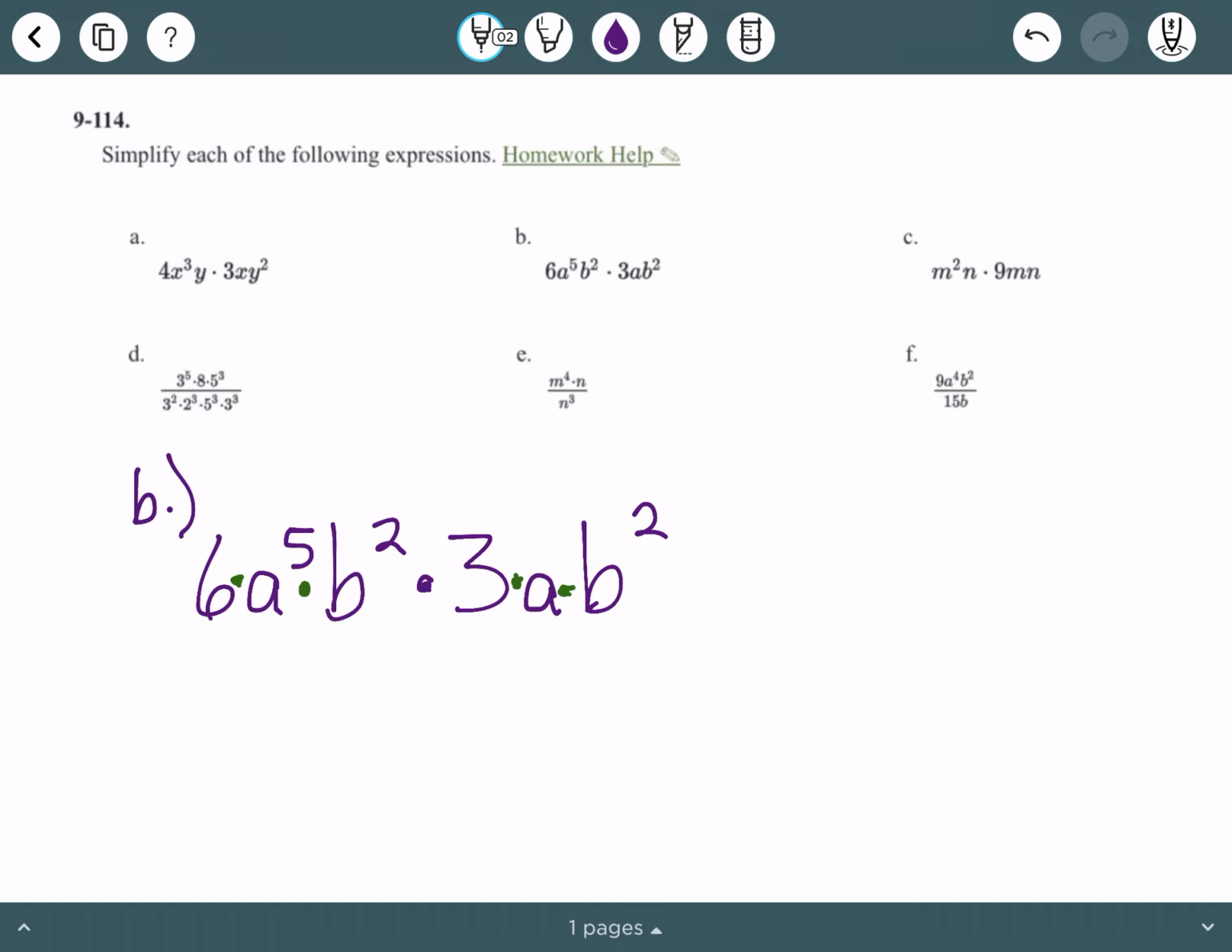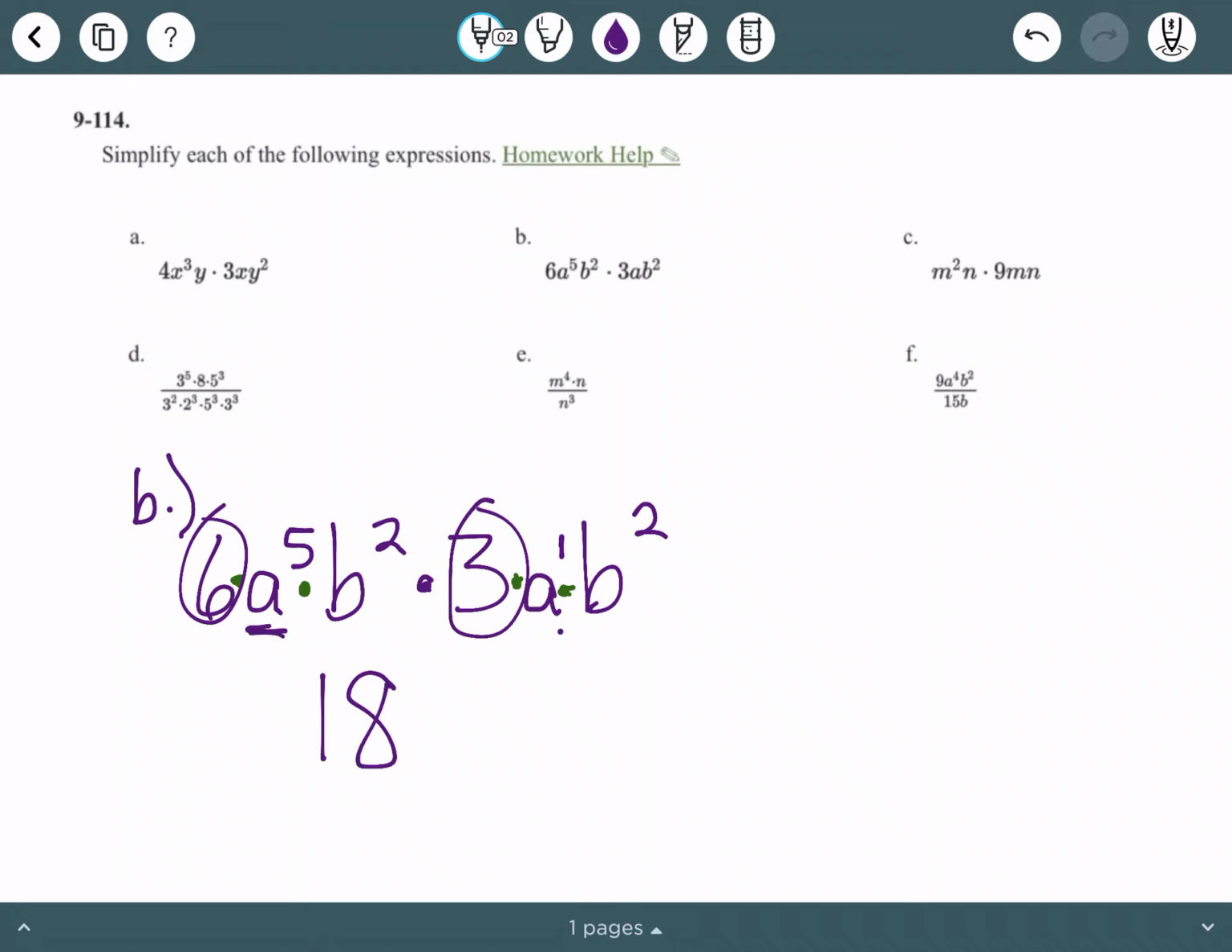Alright, now I see over here I have a lone a by itself with no exponent. So remember, like we said in part A, if that's the case, then it can be inferred that there's an exponent of 1. Alright, let's take a look at my constants now. I have a 6 and a 3, and we are multiplying. So I'm going to do 6 times 3, which gives me 18.